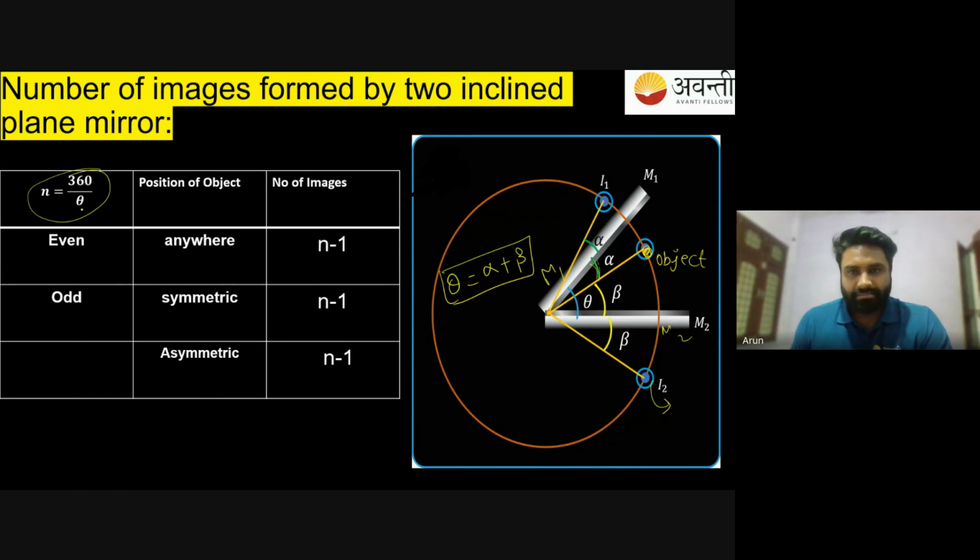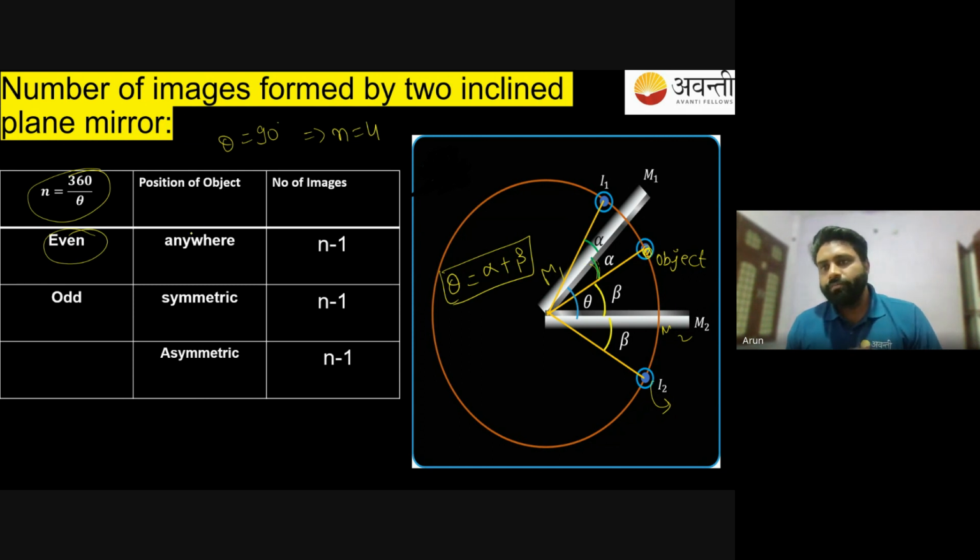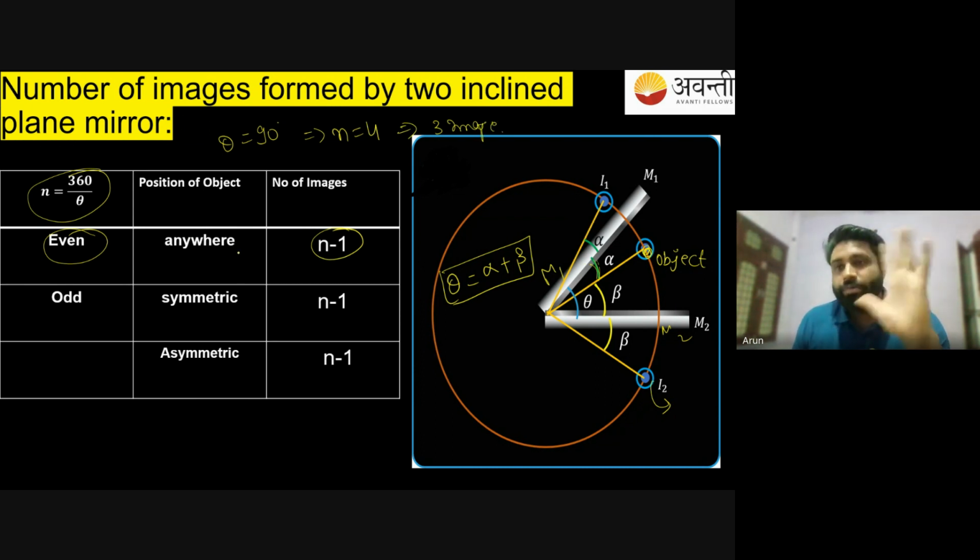If theta is equal to 90, what would we get? We get n equals 4. So n is an even number, so the position of the object doesn't matter then. कहीं भी हो object, the number of images formed is n minus 1. और इस केस में कितने बनेंगे? 3 images भी है. Anywhere मतलब कहीं भी हो सकता है, वो कहीं भी placed हो. Means alpha और beta then play no role, when n is even.